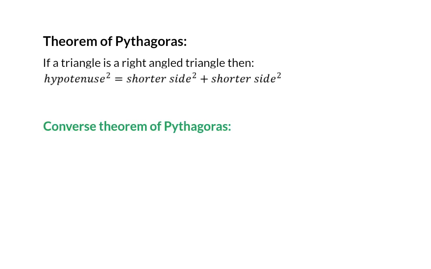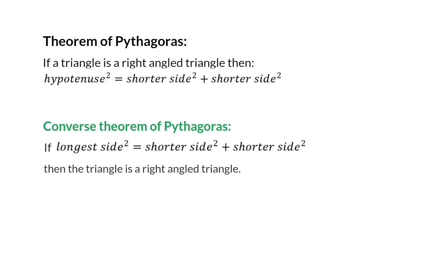Now we can also swap around this theorem and say that if we know that in any triangle, the longest side squared is equal to the sum of the two shorter sides' squares, we can accept that that triangle is then a right-angled triangle and that that longest side is also the hypotenuse.